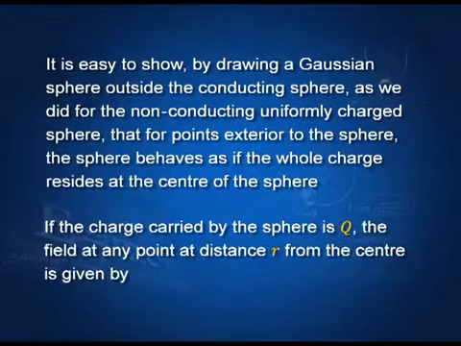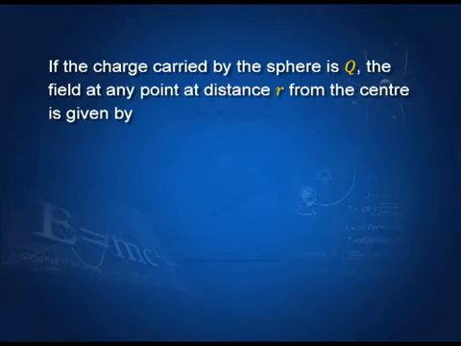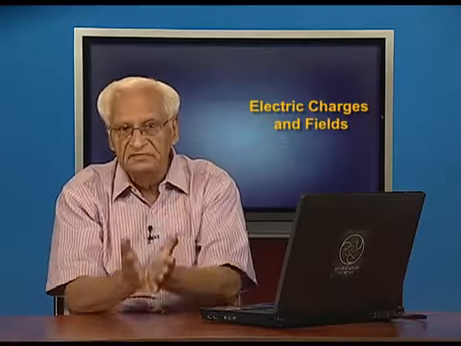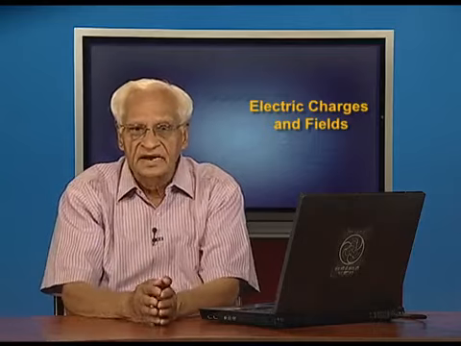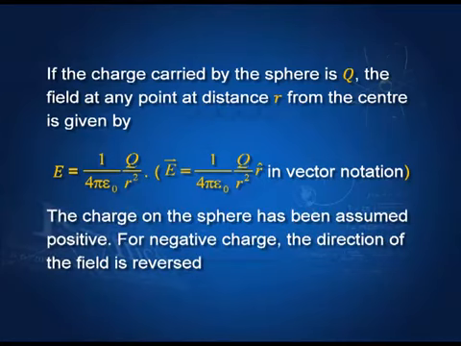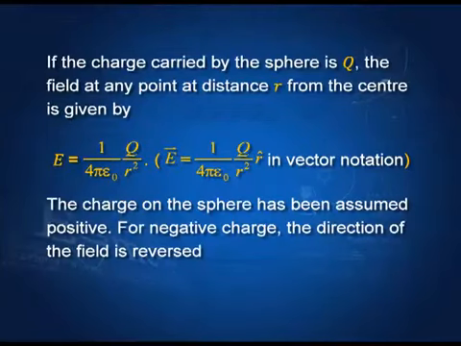If the charge carried by the sphere is q, the field at any point at a distance r from the center is given by 1 by 4 pi epsilon 0 q by r squared. The sphere behaves as if the whole charge resides at the center of the sphere. So, the field is q by r squared into 1 by 4 pi epsilon 0. The charge on the sphere has been assumed positive, and that is why we have this r cap going outside. If it is negative, then the field direction is reversed.